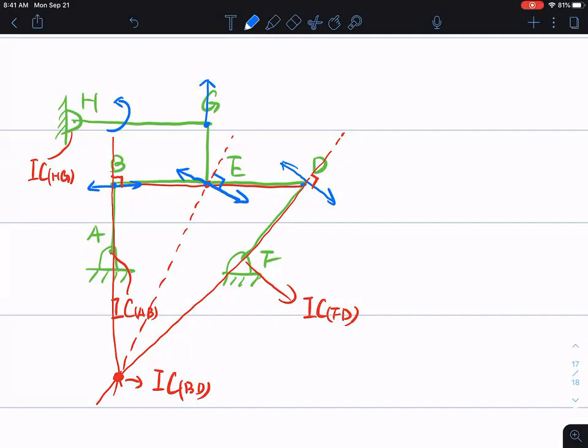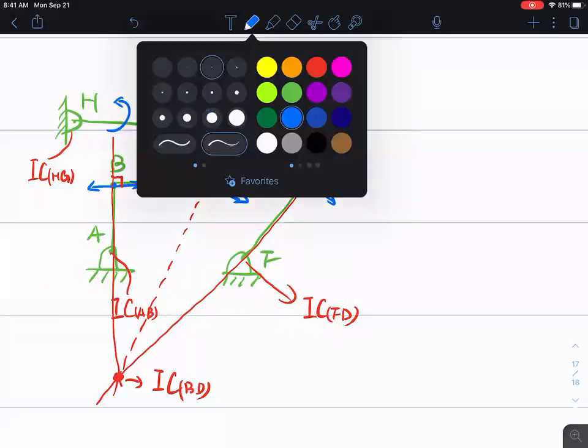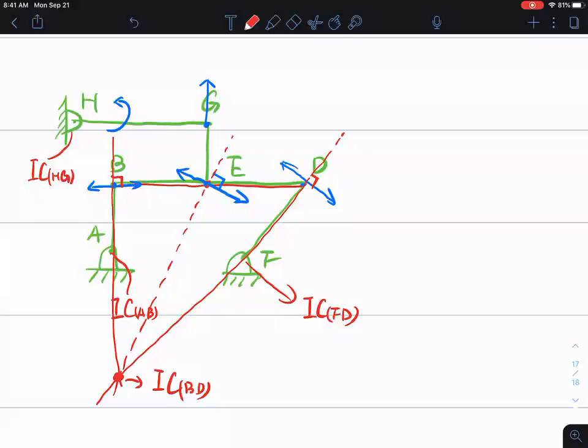So now we can look at rigid body GE. At GE, we know two points, G and E. We know the direction of both points, and we can do the same drill. Start to draw a perpendicular line to that. Oh, wow. It's here. The intersection. I see. This is GE.